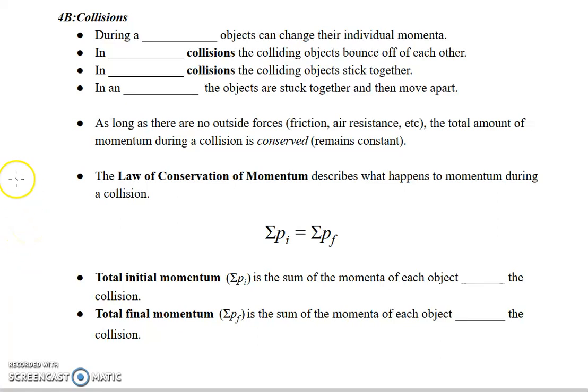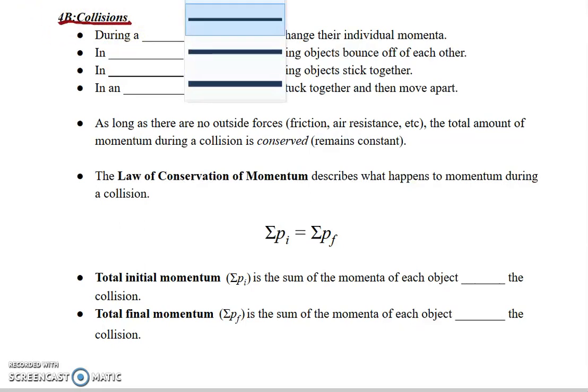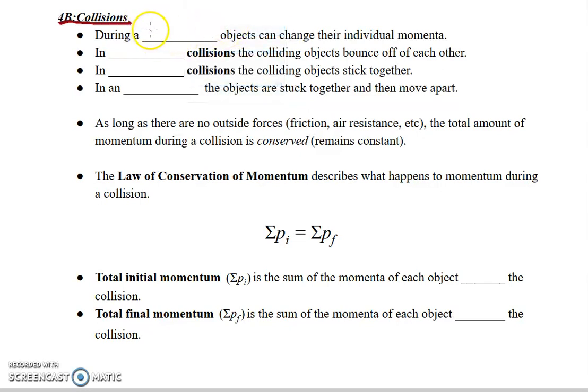Okay, in this section we're going to be going through 4B, which is going to be collisions. So during a collision, objects can change their individual momenta, meaning objects might have a certain momentum going into a collision, but after a collision they're probably going to have a different momentum. And there are different types of collisions.